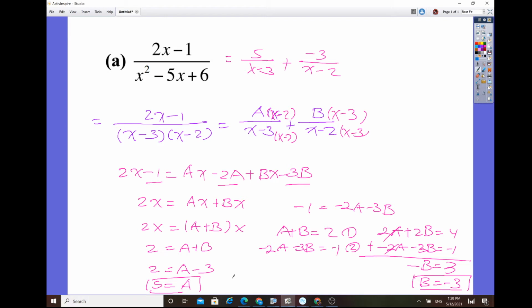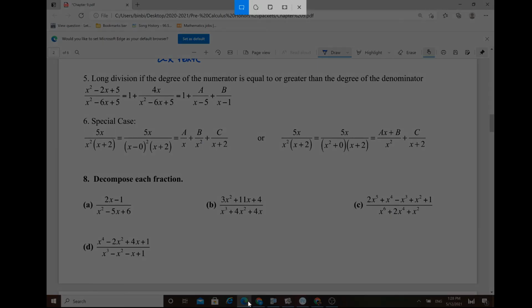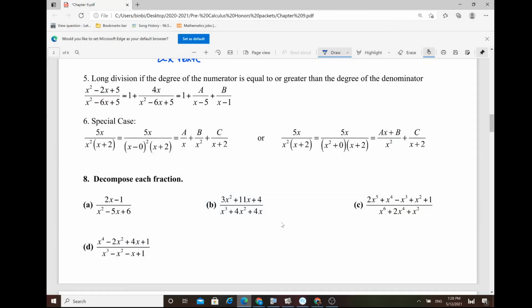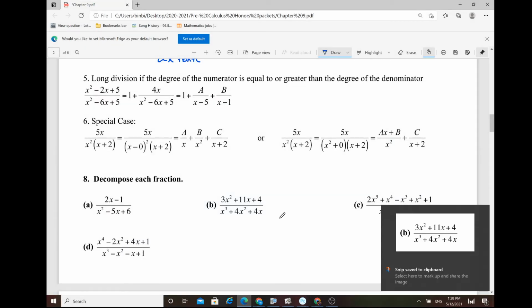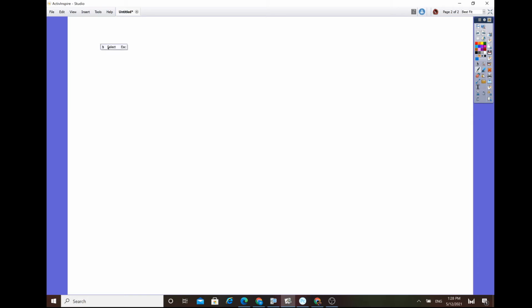Okay, so now what about for b? So for b, this one's getting a little bit complicated. So again, we just need to find out which case that belongs to. Whether that's case 1, non-repeating linear factor, or case 2, repeating linear factor, things like that. So for b, the top part right there is a trinomial. But again, it's all about the key point, the denominator. So the first thing that you want to do is factor.